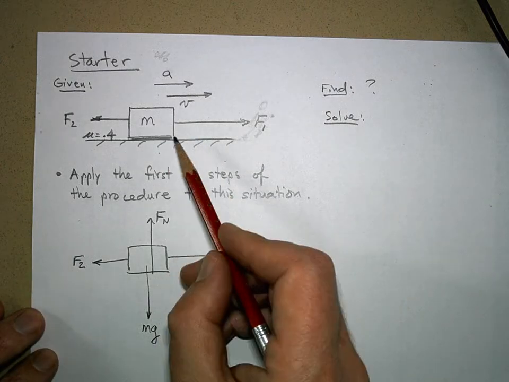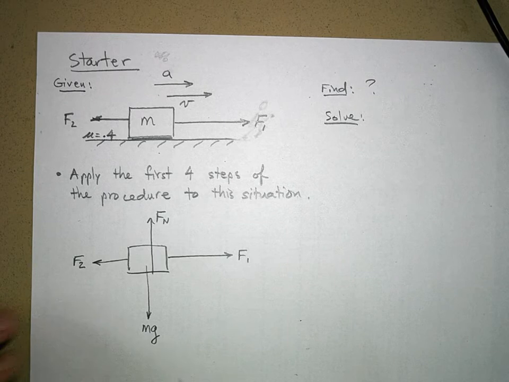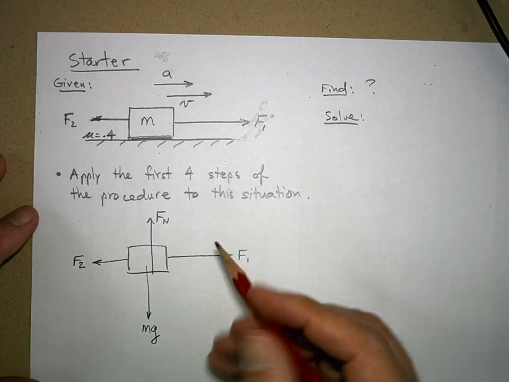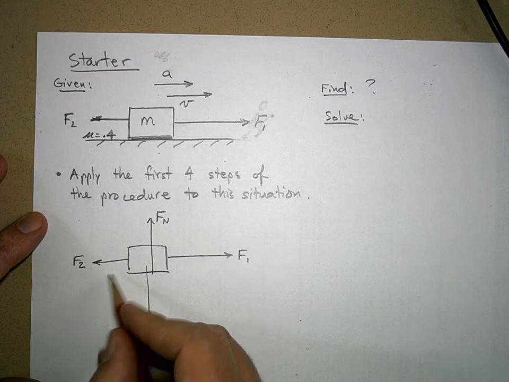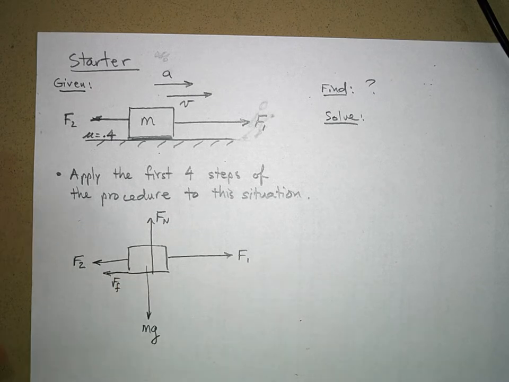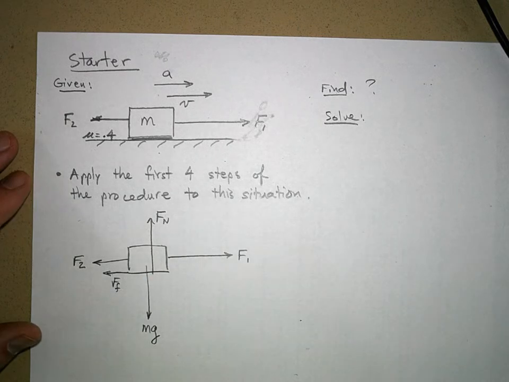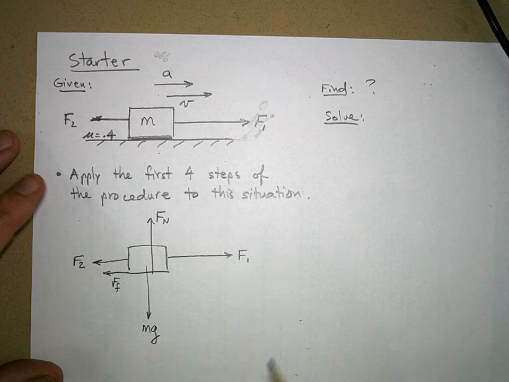Now, because I told you the crate is moving to the right, and I gave you a coefficient of friction, this tells us that there is a kinetic friction force acting on the crate. And what direction will it be in? Well, since the crate is moving to the right, that force of friction will oppose that. It'll oppose the direction of motion. And so here we go. These are all the forces acting on the object. I'm done with the free body diagram.